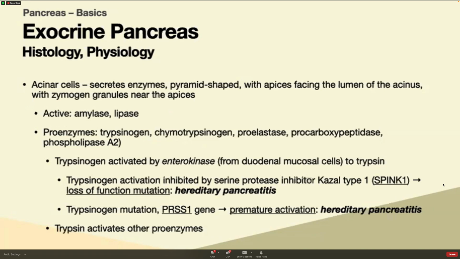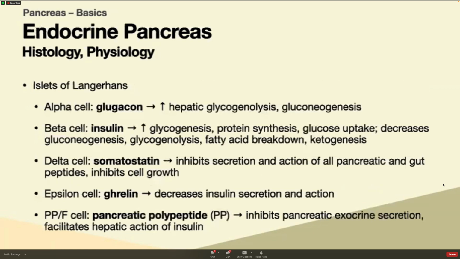regarding the genetic mutations. So if you have a genetic mutation of the serine protease inhibitor Kazal type 1, there's loss of function of this inhibitor, and this can lead to hereditary pancreatitis. Then if you have a mutation in the PRSS1 gene, this causes premature activation of trypsinogen, which also leads to hereditary pancreatitis. For this, better to memorize it.